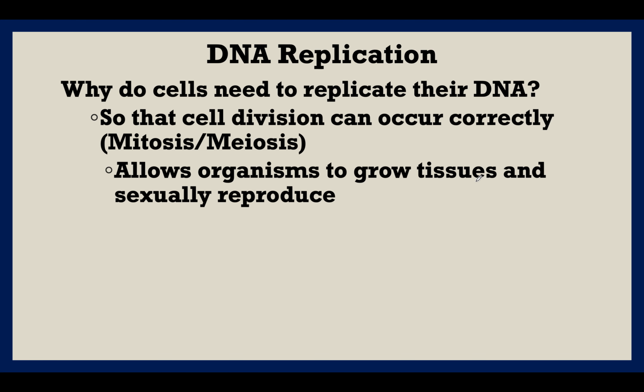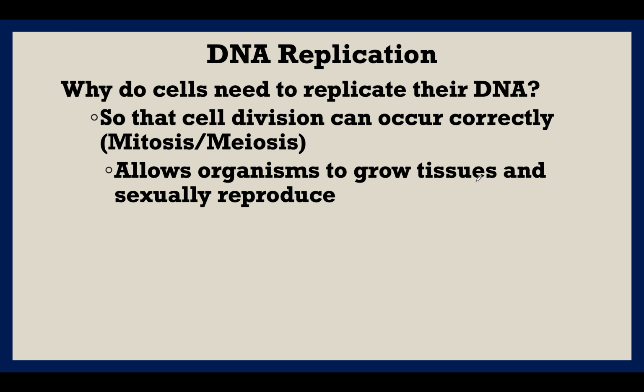So that cell division can occur correctly, mitosis and meiosis. This is absolutely important. It is imperative that the DNA replication process happens with an extreme level of accuracy, because if this process is not accurate, we would not really be able to engage in mitosis. Remember, mitosis produces clones of itself.